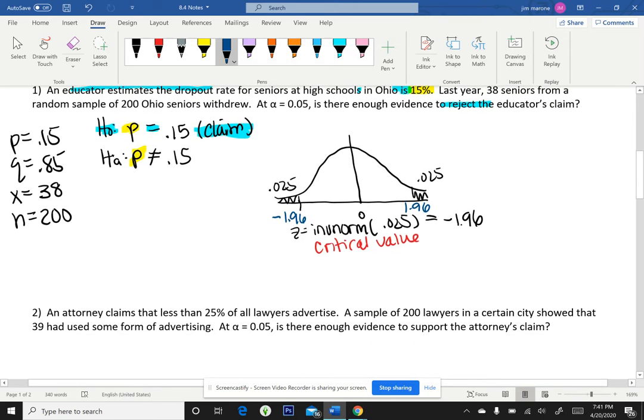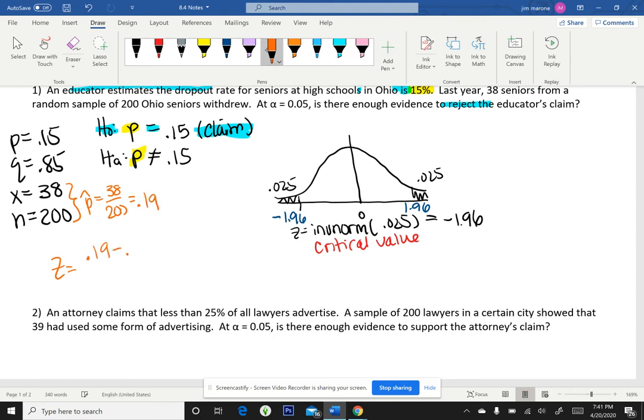Now we use our formula to find our test statistic. The formula, just like for confidence intervals, is just a little messy to use. So it's P hat, which we are not given. P hat is X over N, which is 0.19. So Z is P hat, which is 0.19, minus P, which is 0.15, divided by the square root of P, which is 0.15, times Q, which is 0.85, over N, which is 200.